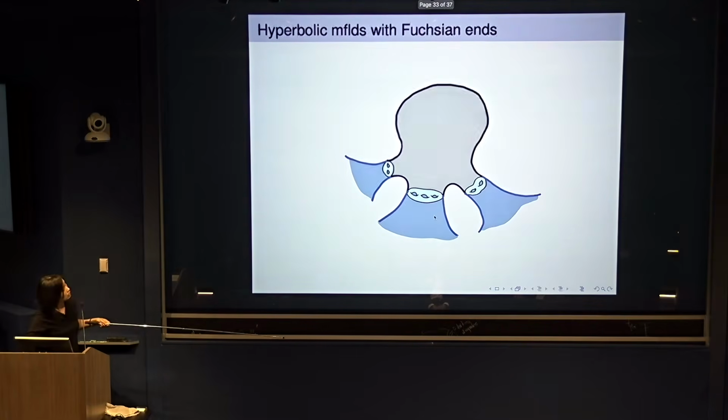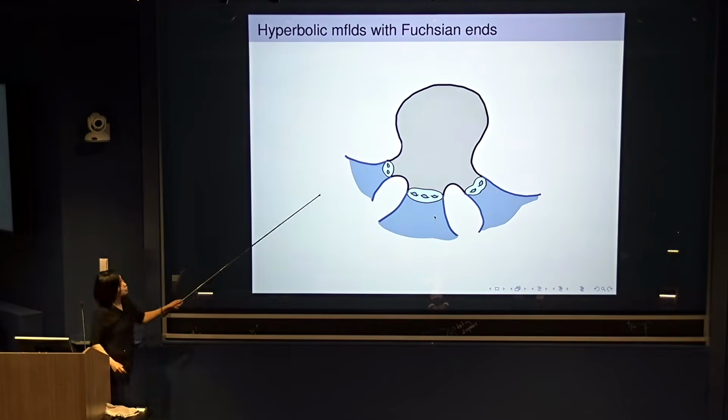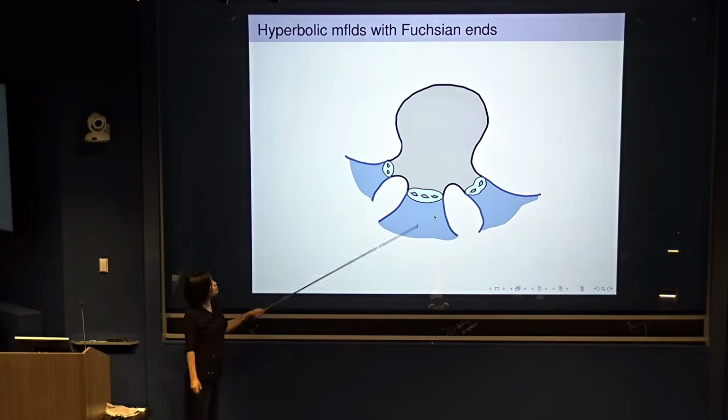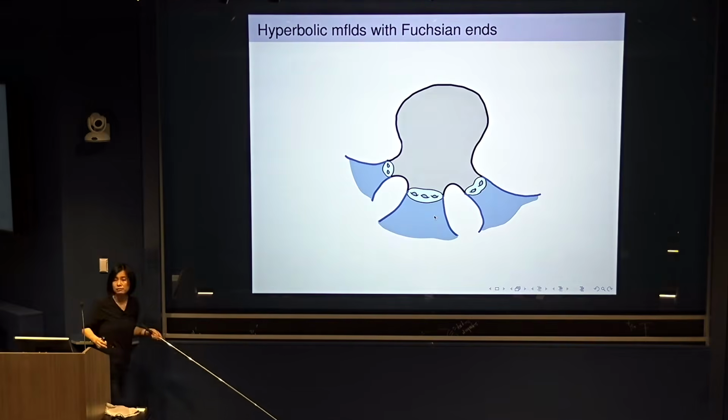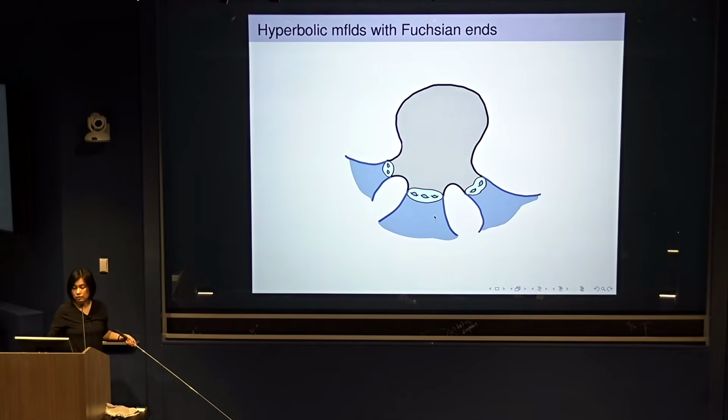If I have several codimension 1 hyperbolic manifolds which are disjoint from each other, we can do this process simultaneously with several of them. And this is the cartoon of what I think of as hyperbolic manifolds with Fuchsian ends. Okay? No, finitely many, yeah.